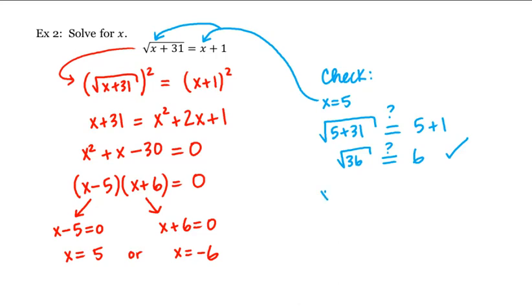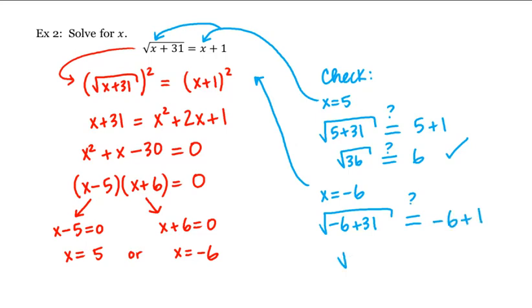What about negative 6? Again, we're going to plug in negative 6 up here wherever we see an x. So the question is, is the square root of negative 6 plus 31 equal to negative 6 plus 1? Or is the square root of 25 equal to negative 5? And no, it isn't. The square root of 25 is positive 5. So we need to cross off x equal to negative 6 as a solution here. Which means our only answer then is x equal to 5.